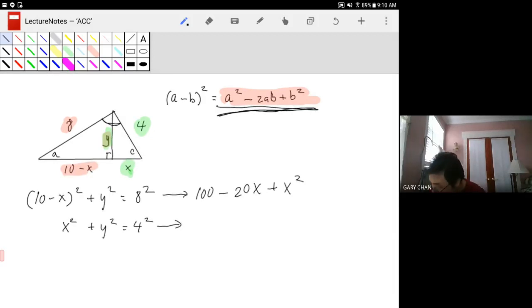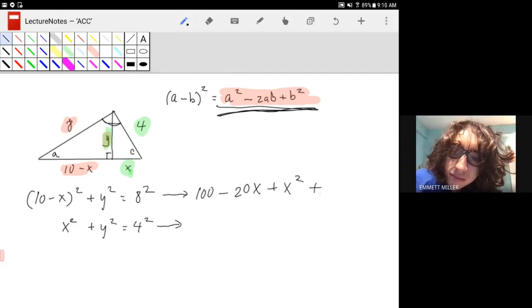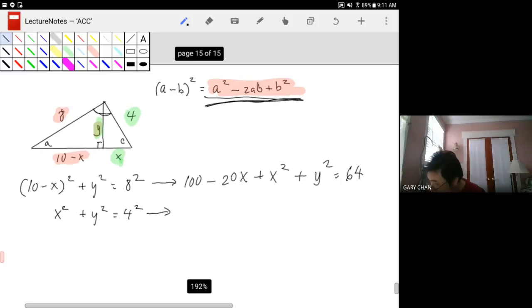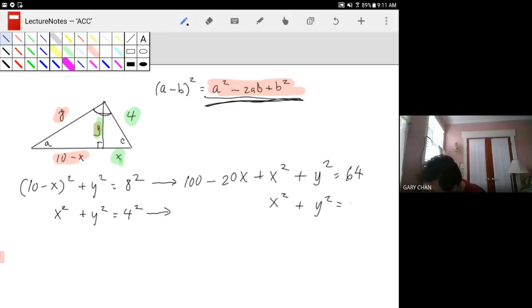So that FOILs out to that, and then what do I still have to add to this? Plus y squared. That's right. And it equals 8 squared, which is 64. And then the second equation, nothing really changes because there's really nothing that I can do to that second equation, aside from squaring 4, which is 16. So I have two equations.